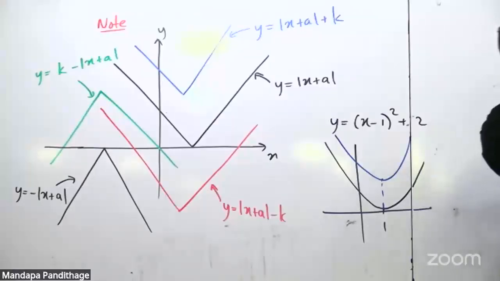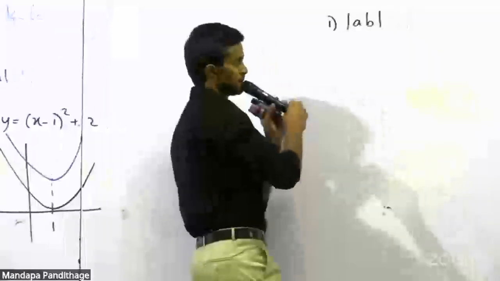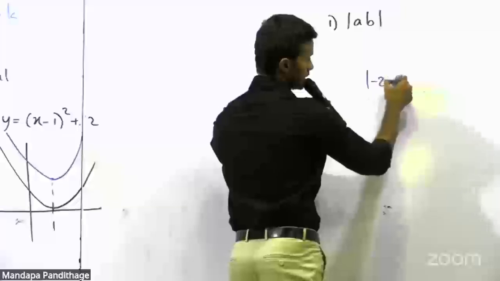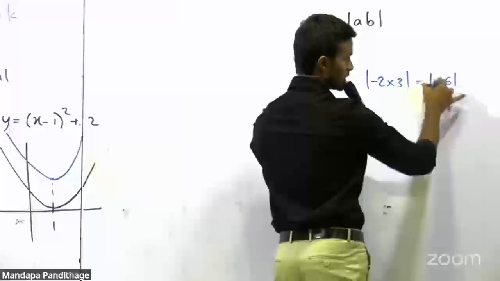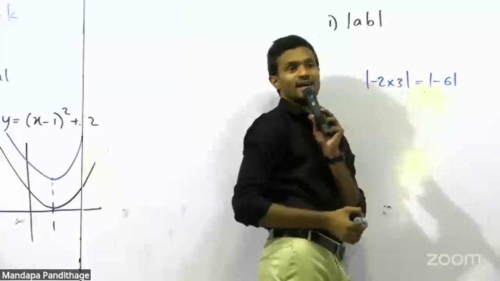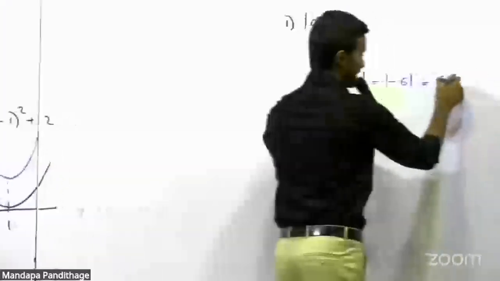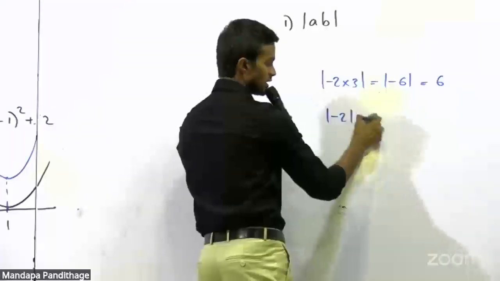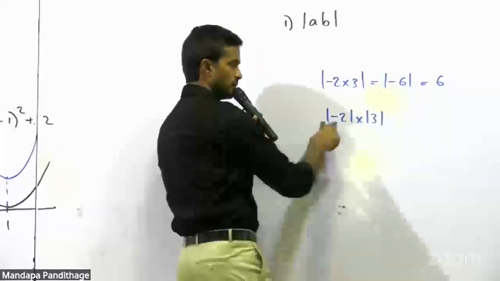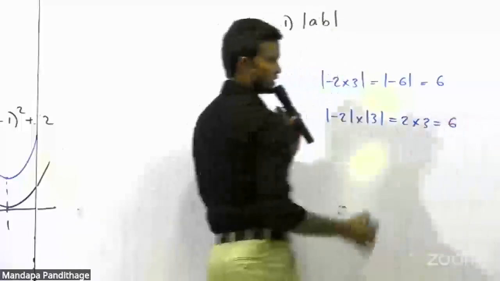Okay, so the first one is when you have a product inside a modulus. Let's say we have minus 2 into 3, which is equal to minus 6. What is the modulus of minus 6? It's 6. And if you split this into modulus of minus 2 into modulus of 3: the modulus of minus 2 is 2, and the modulus of 3 is 3. So again, you get the answer 6.